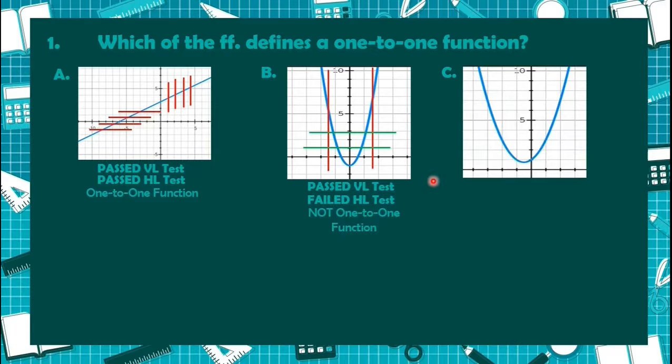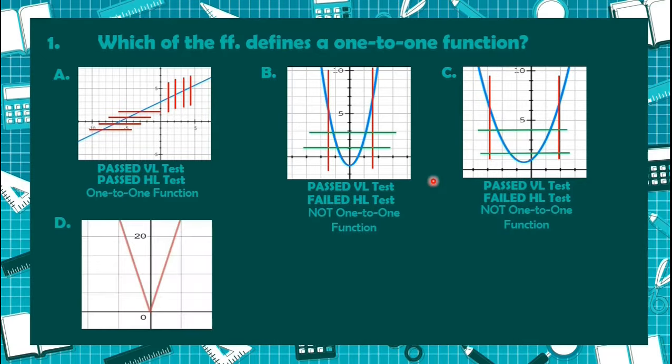We have our option C, the same as our option B. It passed the vertical line test, but it fails our horizontal line test. Thus, this function is not a one-to-one function. And for our option D, doing the vertical line test, we can see that one part of the graph has been touched by our lines, thus this passed the vertical line test. And for the horizontal line test, two parts of the graph have been touched by our lines, this part and this part, thus it fails the horizontal line test. So, this function is not a one-to-one function.